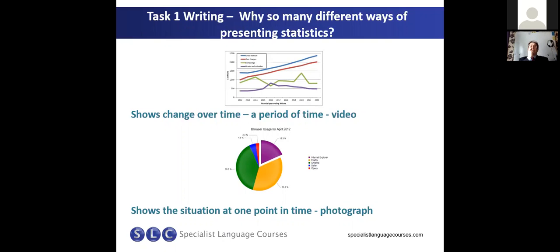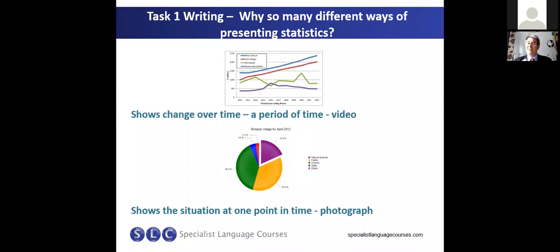So, task 1, writing. Why so many different ways of presenting statistics? Well, they do different things. It's not just because we like different patterns, different diagrams. They're doing different things. So if we have a look at our example of a line chart, a line graph, things like this show change over time, over a period of time. So this one, I think, went from 2012 to 2022, so a period of time of 10 years.